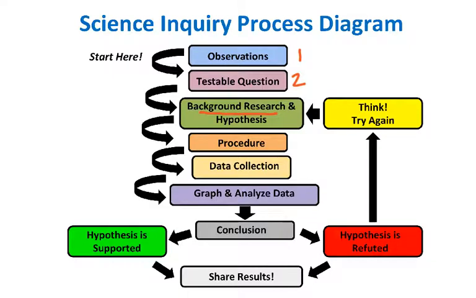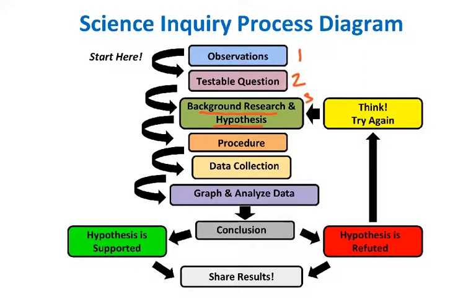So they do a little bit of background research, find out what's already known about the subject, and then based on that background research, they will write a hypothesis. They will make a prediction about what they think the results of their experiment are going to be. They try to answer the testable question before they ever do the experiment by writing a prediction, by writing a hypothesis. So this is step 3, background research and write a hypothesis.